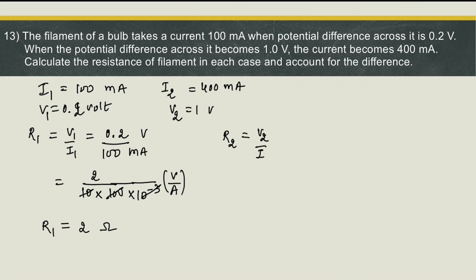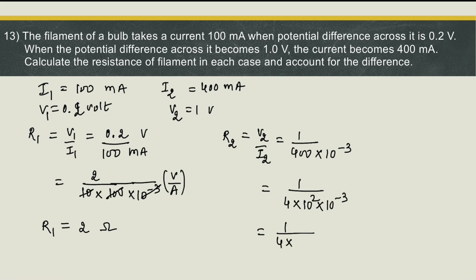Similarly, we can figure out R2. R2 is V2 upon I2. V2 is 1, and I2 is 400 milliampere, that is 400 into 10 raised to minus 3. That is 1 upon 4 into 10 raised to minus 1, and the minus 1 will go up, so it becomes 10 upon 4, which is 2.5 ohm. So R1 is 2 ohm and R2 is 2.5 ohm.